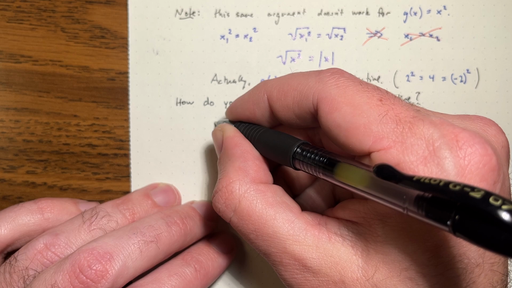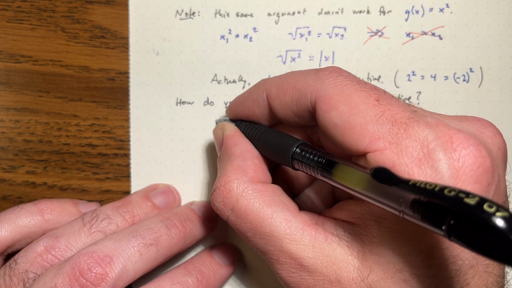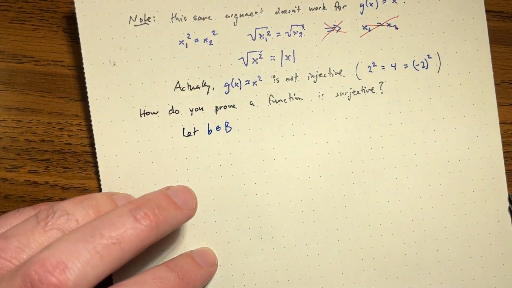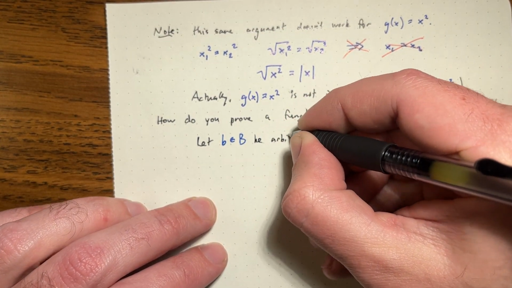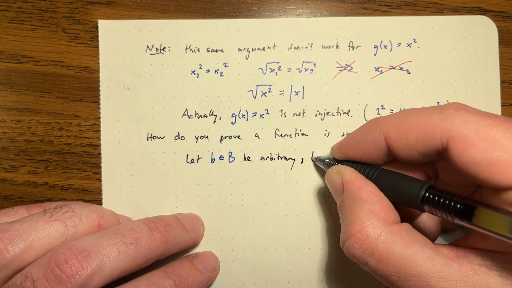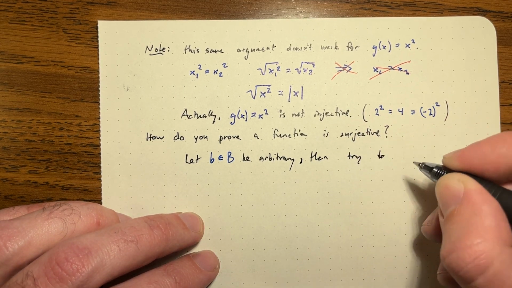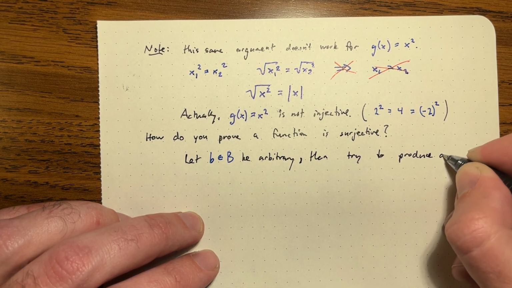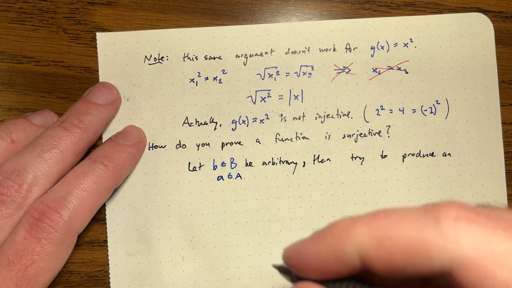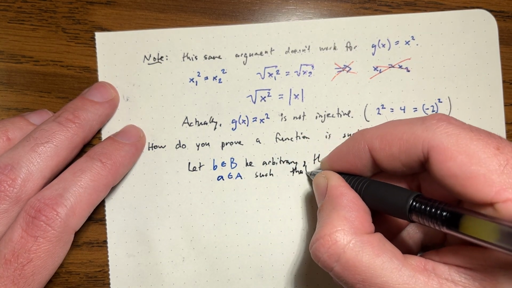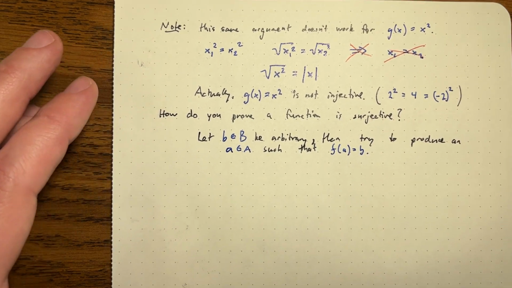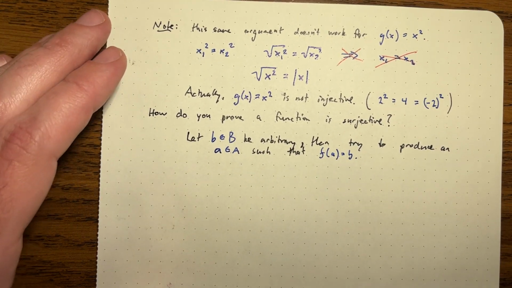So how do I show surjective? You let b in B be arbitrary, and then try to produce or come up with an a in A such that f of a equals b. Okay. So that's how you prove it's surjective.